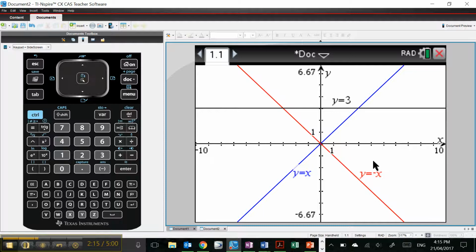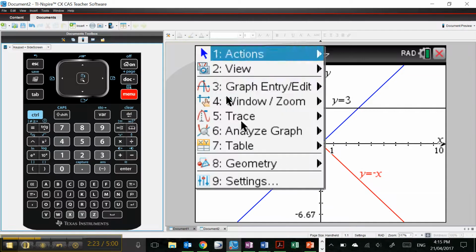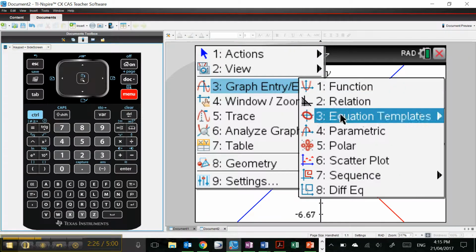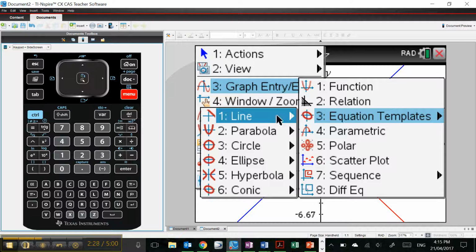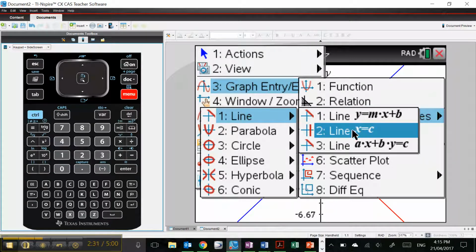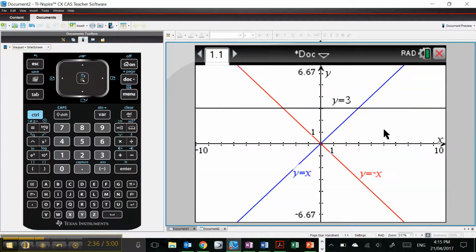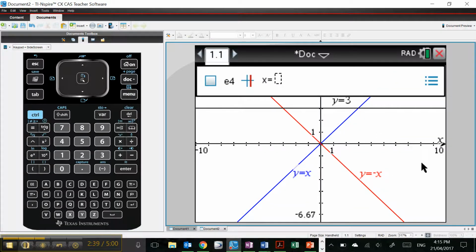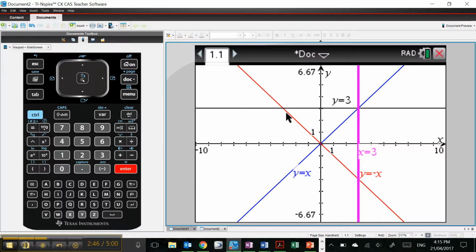However, what happens when we want to plot a vertical line? Well, to do that, there's actually a function on our calculator. When we go to insert our equation and our line, you'll see this second one is x equals c, c being the variable in this case. So if we want the vertical line to cross over at, say, 3 as well, let's make x equal 3 and see what happens. There you see a vertical line crossing over at 3.